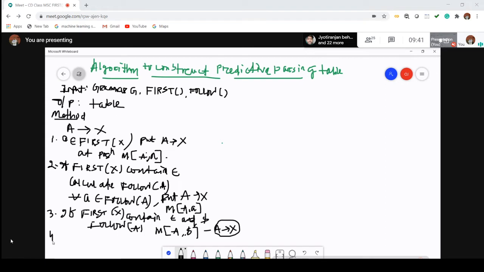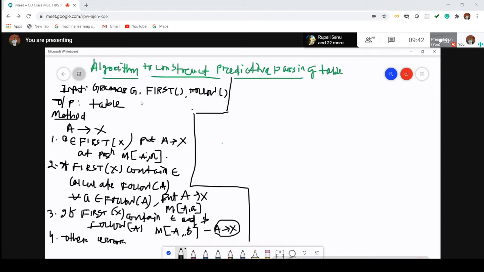And rule number 4 is nothing but all other entries are errors. Other entries except those three rules are errors; they can be counted as error, and will be left blank. Okay, now let us take an example. You can easily understand from that example how we can construct a predictive parser. So first, the grammar is given to you. From that grammar, we have to find out the first set and follow set. We have already calculated the first set and follow set.